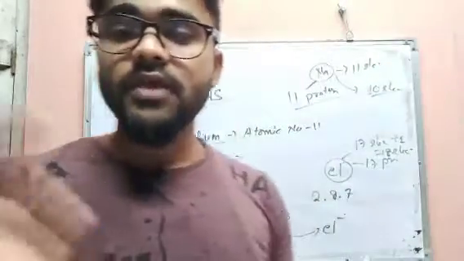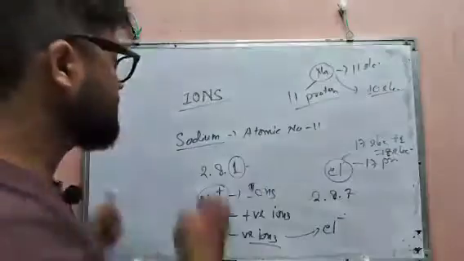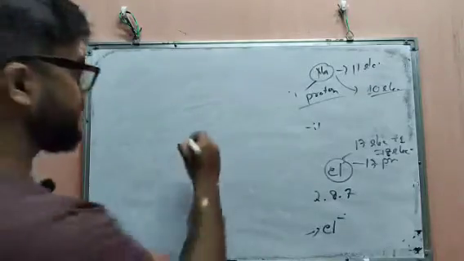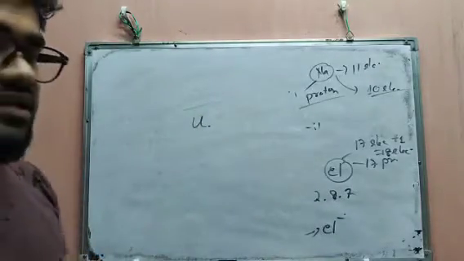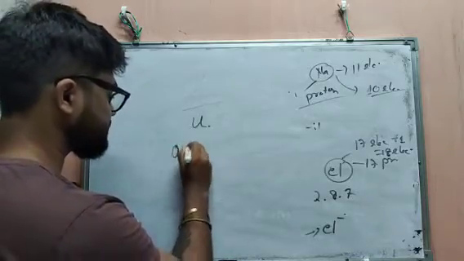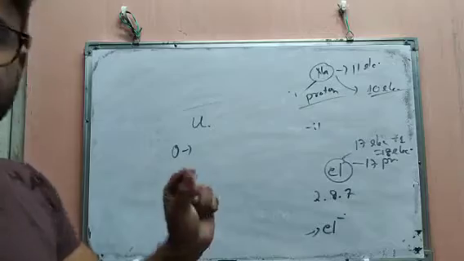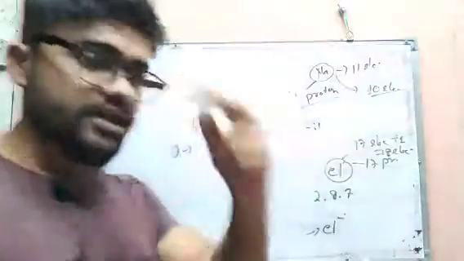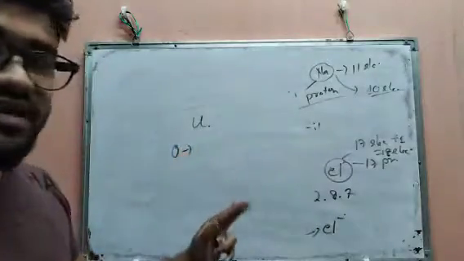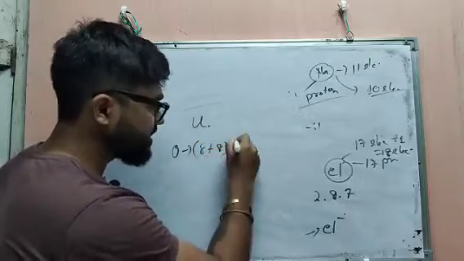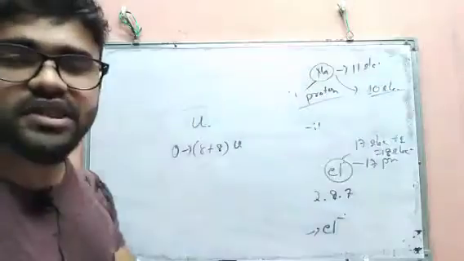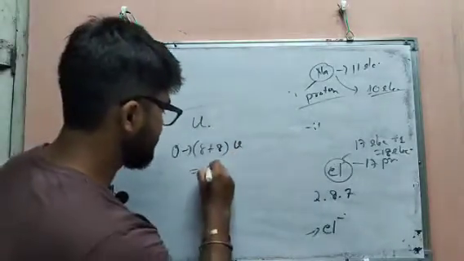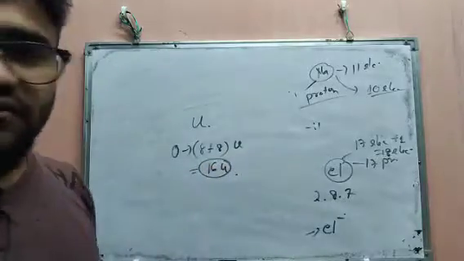And one more important thing: the atomic mass is written with the unit U. Suppose you are given oxygen. What is the atomic mass of oxygen? Oxygen has 8 electrons and 8 protons. So the atomic mass will be 8 plus 8, and you have to write U. U is the unit, just like we write kilometer, meter, centimeter, liter. So you will get 16 U, which is the unit of atomic mass.